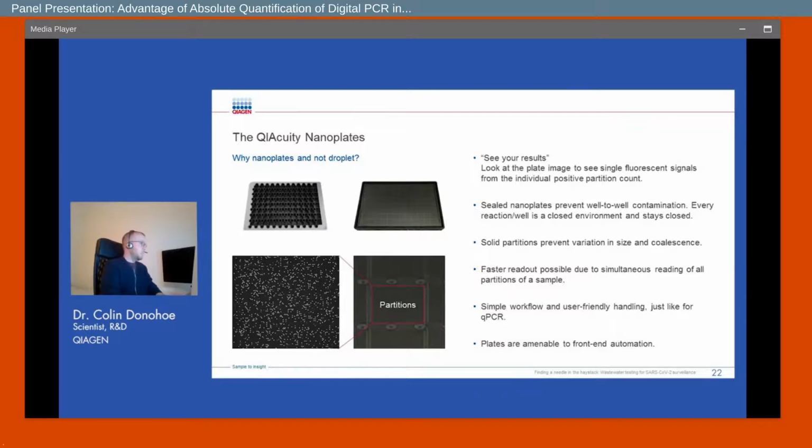Because we can image an entire well at once and not via the flow cytometry style of digital droplet PCR, the readout is fast, and because our plates are the standardized format of all PCR plates, the workflow is very simple, and anyone who's familiar with qPCR will have no problem jumping into the Kai Acuity Nanoplate world.